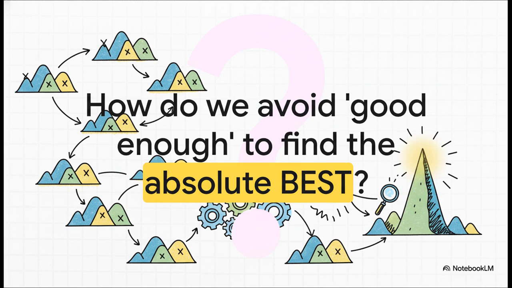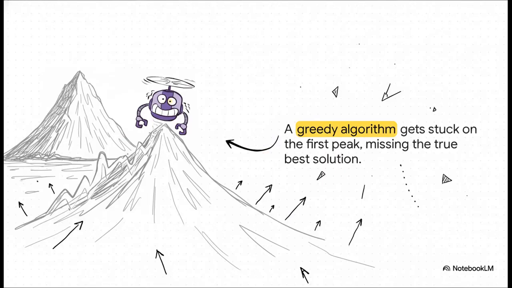So the big question is, how do we build an algorithm that doesn't get tricked? How do we make it smart enough to ignore the good enough options and keep searching for the best possible one? And this is the trap we're talking about. It's called the local optimum.